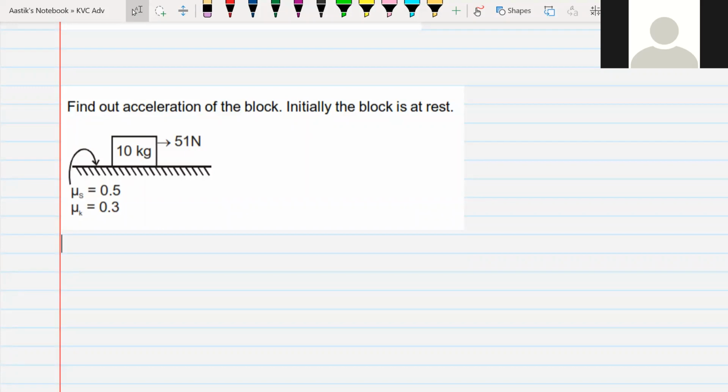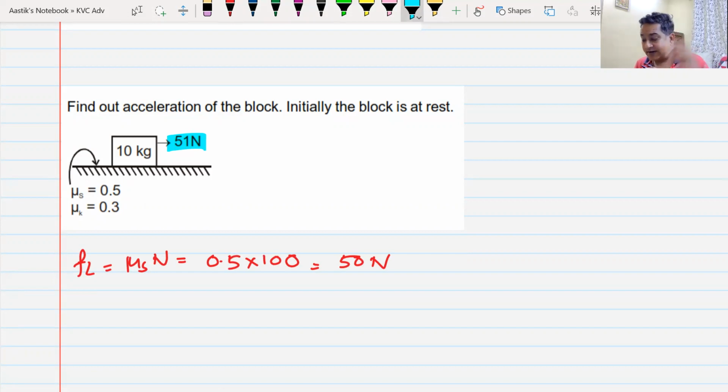So how do we do this? First of all, we find out the value of FL. It is mu s multiplied by N. Mu s is 0.5 multiplied by N, which is 100. So this is 50 newtons. The applied force is more than 50 newtons, so it is going to move. Once it moves, the friction is kinetic in nature.